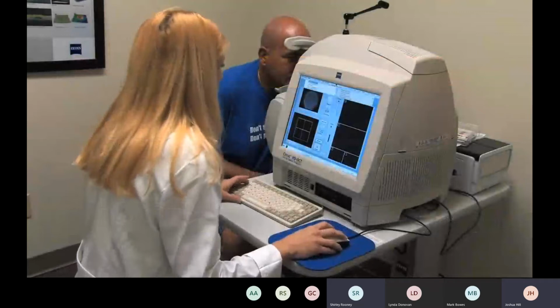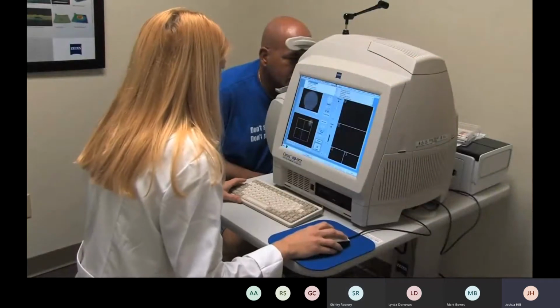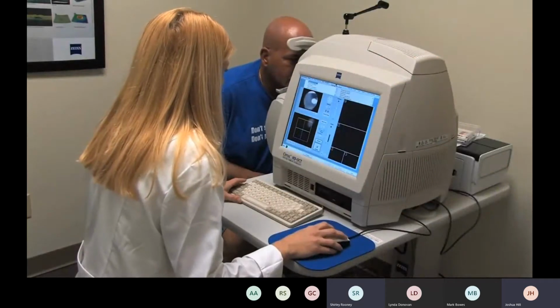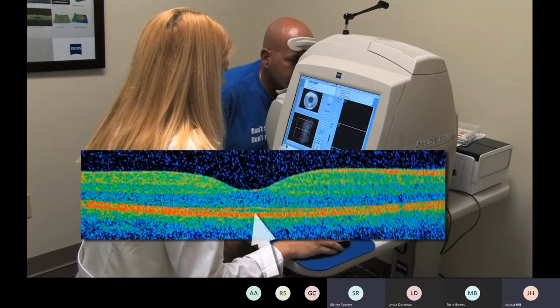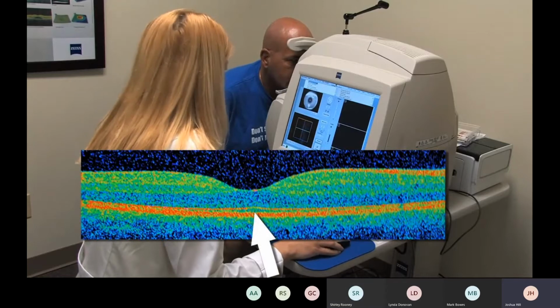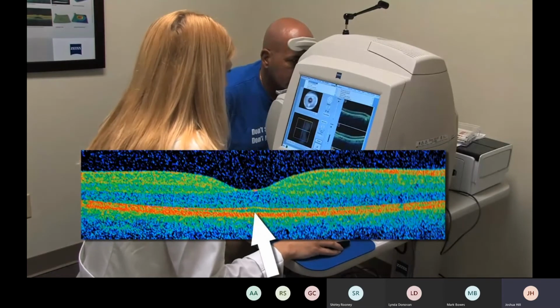Optical coherence tomography allows us to cross-sectionally scan the fine layers of the retina. Here we see a normal OCT scan. The arrow shows the fovea. Normally, this is the area of our sharpest vision. It is composed of red and green cones packed tightly together. There are no rods or blue cones found in the fovea.